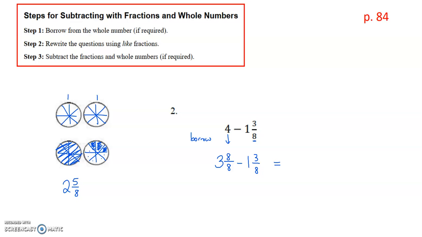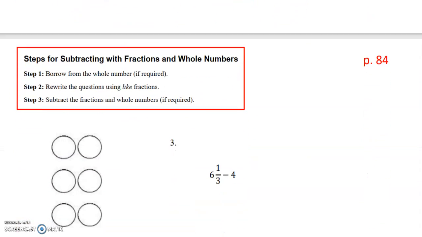So now I can subtract whole number from whole number. 3 minus 1 is 2. And I can subtract my numerators. 8 minus 3 is 5. So the borrowing step is a little different than borrowing with whole numbers. We're really borrowing in order to create a mixed number from a whole number. So 4 is equivalent to 3 8/8. And remember, the denominator of the one fraction is what dictates to you how to make your other fraction. You want to make life easy and make them like fractions.